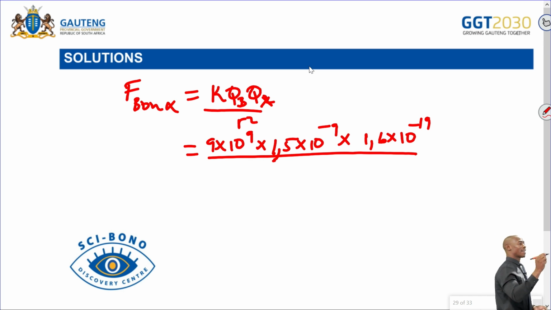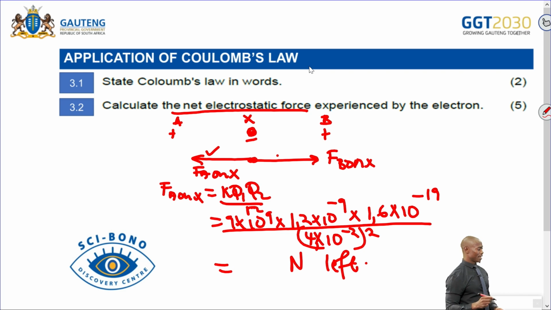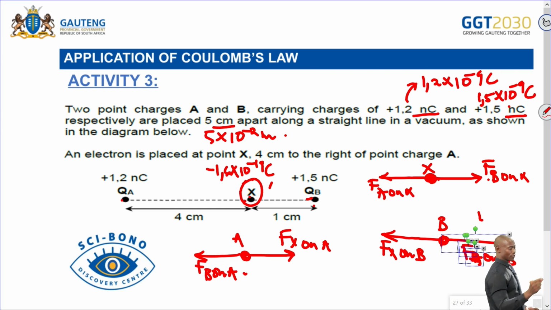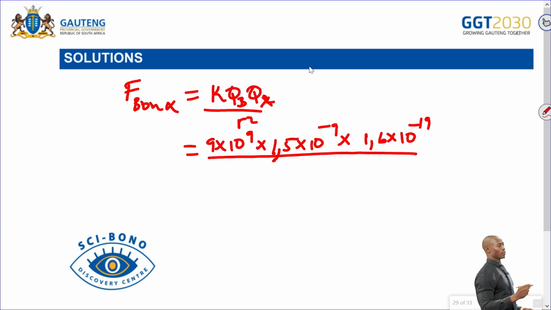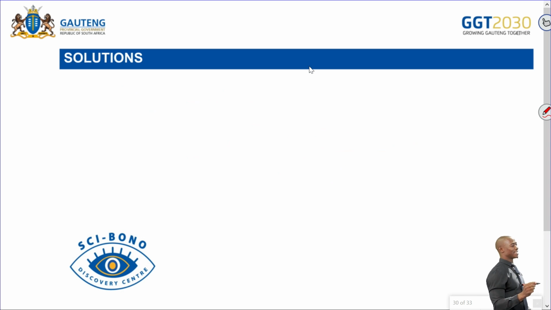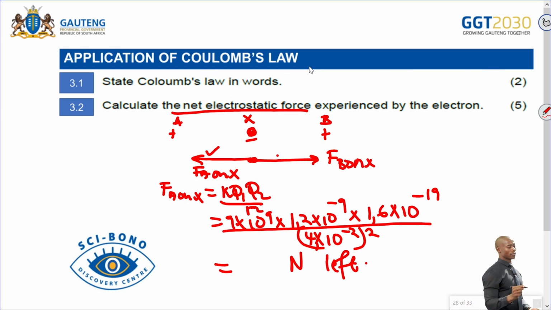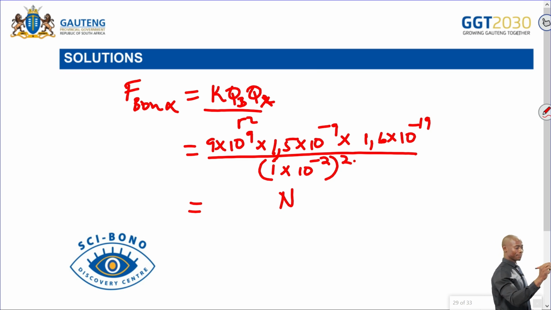Then over r, what is r between B and X? B and X is 1 centimeter, ne? So B and X is 1 times 10 to the power negative 2, or 1 divided by 100, all squared. Then you'll get your answer in newtons. And what is the direction of the force? Already we have the direction of the force, which is to the right.